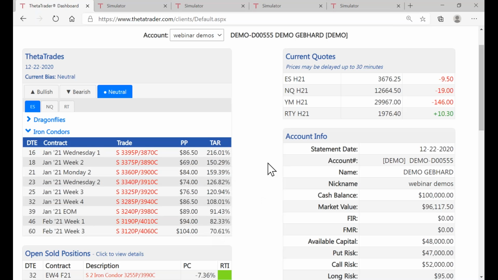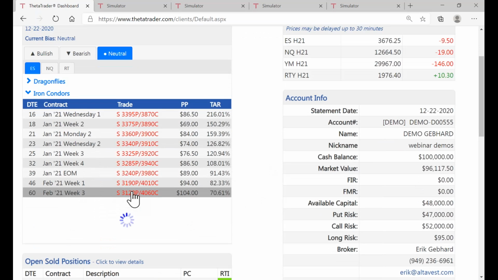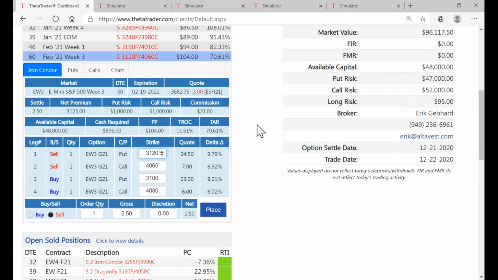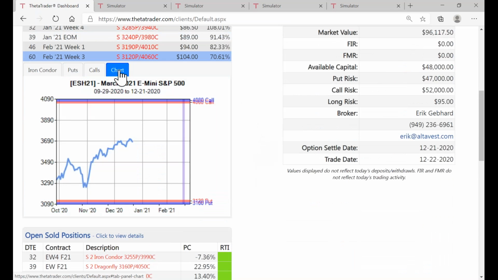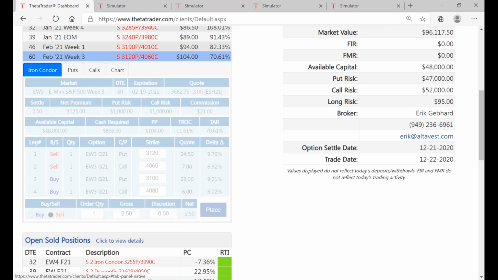Now, with that said, let's drill down on this February week 3 condor. It has 60 days till expiration. Now, here are all the details. And before we even look at this, I want to look at the graph. I like to do this. So here's what it looks like. Selling this call spread and put spread, and here's where we currently are trading. So you can see this large margin of error here. You could look at just the calls and just the puts here, but let's look at the whole condor.